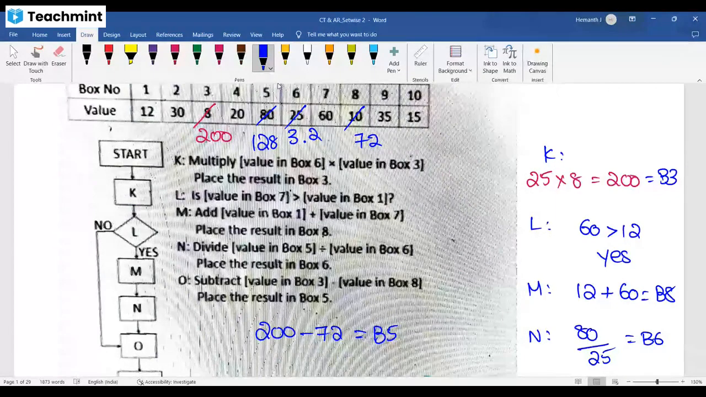The highest is box 3, the lowest is box 6, and they'll ask the difference between box 3 and box 5 or box 4 and box 5, like that. So try to understand the process. If that condition fails, then go for the O step. If the condition is true, all the steps must be done to end the process. As simple as that. Highest, lowest, likewise they'll ask the question, and the difference between box 6 and box 5 or box 3 and box 5. That you can handle.